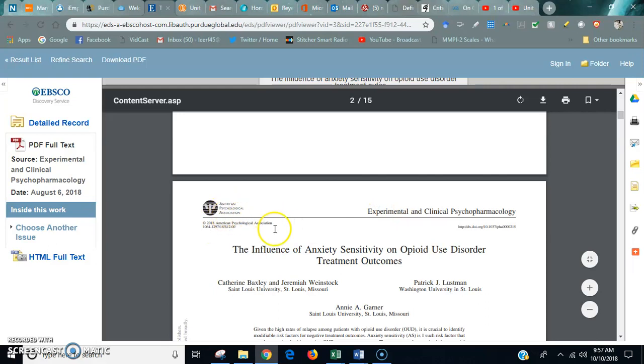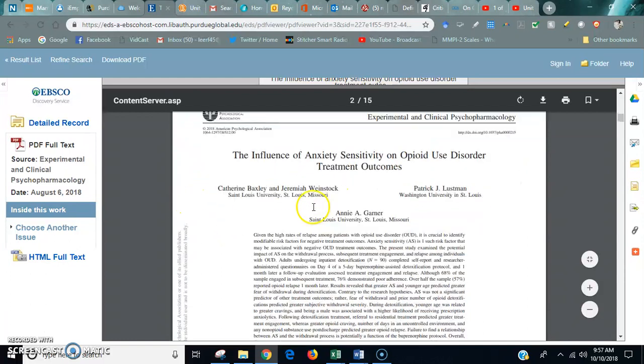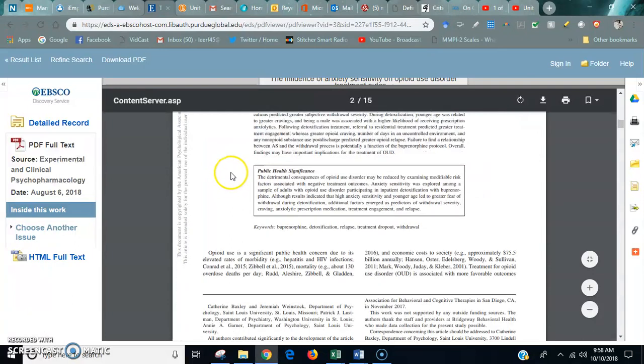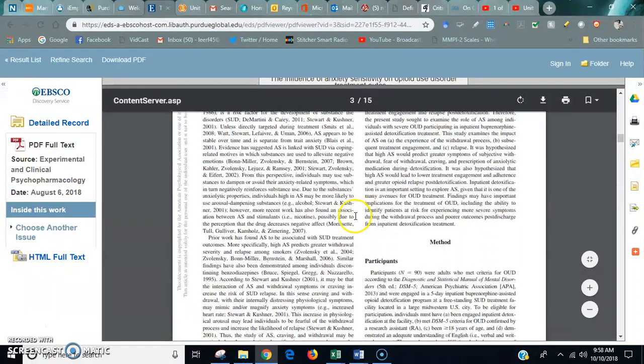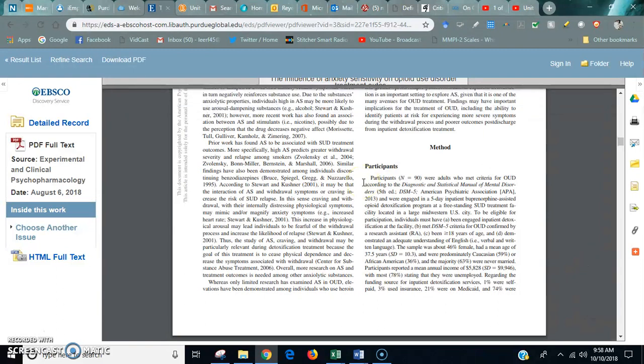This was published in the American Psychological Association journal, which means this is a really good article. Experimental and Clinical Psychopharmacology, fantastic article. And actually, since I am the course lead for psychopharmacology in the addiction program, I'm actually going to use this article. So, influence of anxiety sensitivity on opioid use disorder treatment outcomes. I'm not even bothering to read it. What I'm doing is looking, and here is the method section. The method section is telling me the procedure that they used. This is showing me that it is a research article.